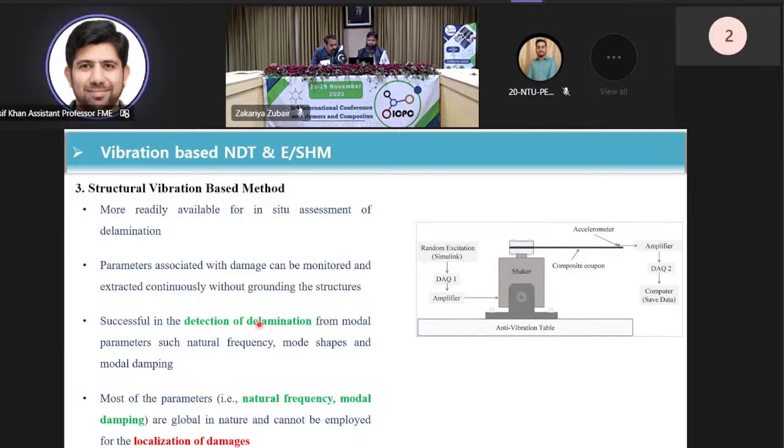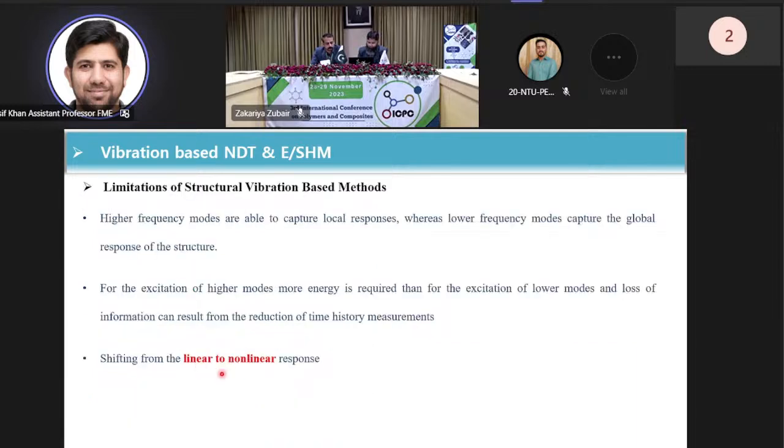Coming to low frequency structural vibration in general, as vibration engineers, we know that high frequency modes capture the local responses, or the localization information of the damage. Lower frequency modes of vibration capture the global response, meaning the overall structural response characteristic or the deformation pattern of the structure. But generally, we only have access to the low frequency modes. Also, if we want to excite the higher modes of vibration, we need more energy, and the analysis may easily shift in the higher modes from linear to non-linear analysis, which is much more difficult to handle. So these are some of the limitations associated with structural vibration.